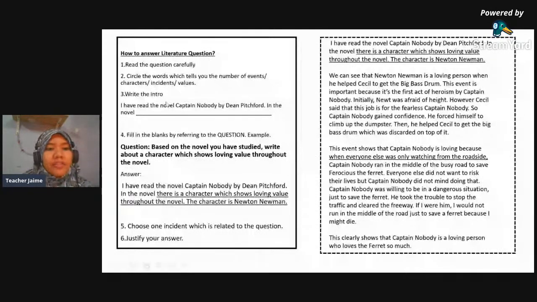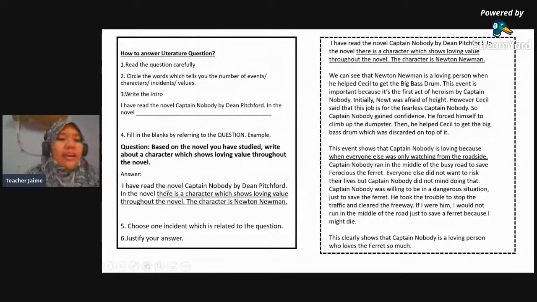Okay, I have read a novel, Captain Nobody by Dean Pitchford. In the novel, macam mana pun memang ni ayat pertama that you have to write. Fill in the blanks by referring to the question. Okay, yang ni nak isi apa line ni? Tengoklah soalan dia tanya apa. Okay, example. The question is based on the novel you have studied, write about a character which shows loving value throughout the novel. So, tengok answer ni, this is how you answer.